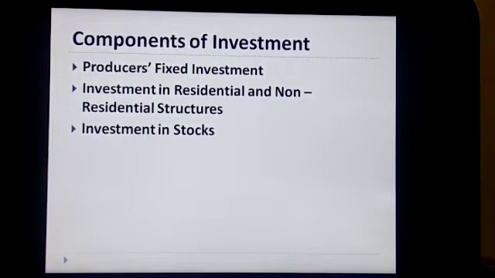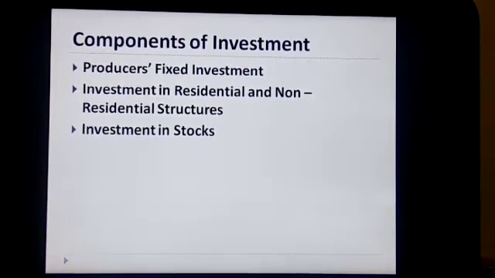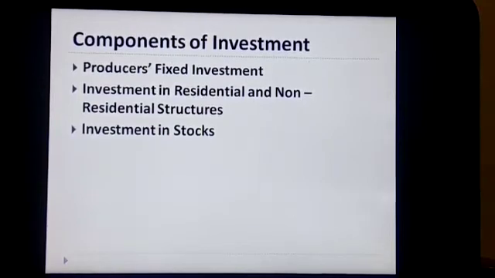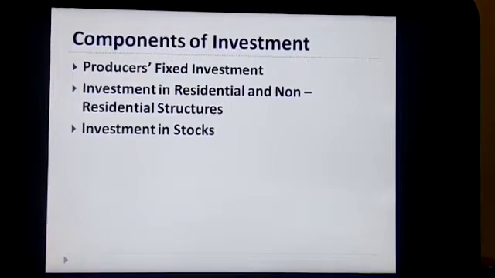The second point is investment in residential and non-residential structures. When we invest in offices, buildings, houses, that is called investment in residential and non-residential structures. Residential means housing and non-residential means offices or buildings. The last point is investment in stocks. There are two kinds of stock: stock of finished goods and stock of raw material. So the investment in finished goods or the investment in raw materials is called the investment in stocks.